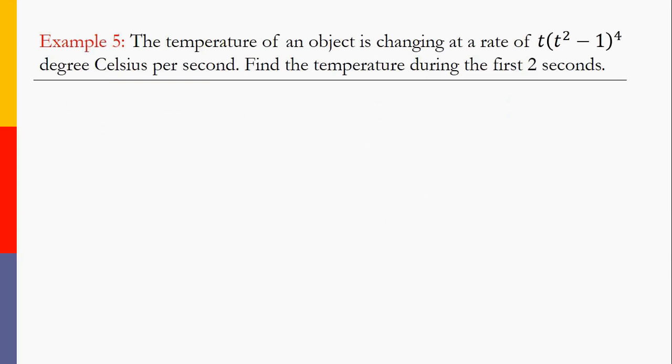Let's take a look at an example where we will utilize u substitution to evaluate a definite integral. Example number 5. The temperature of an object is changing at a rate of t times t squared minus 1 to the 4th power degrees Celsius per second. Find the temperature during the first 2 seconds.